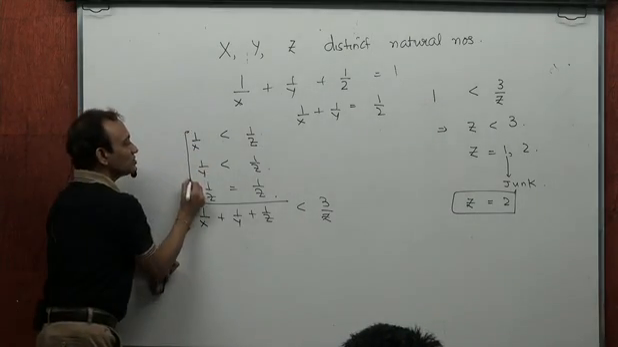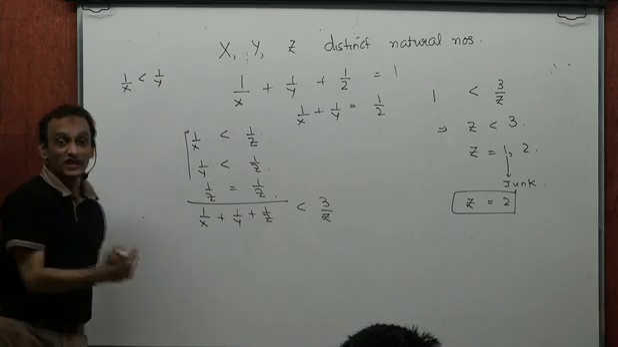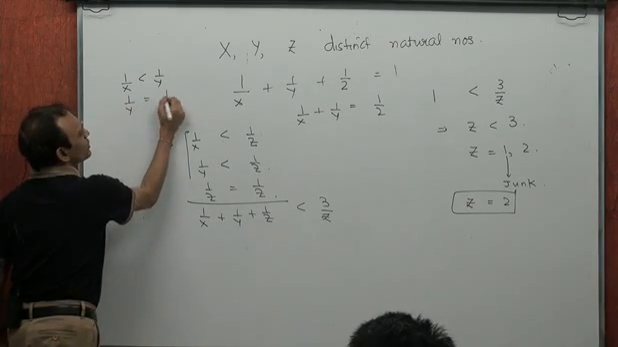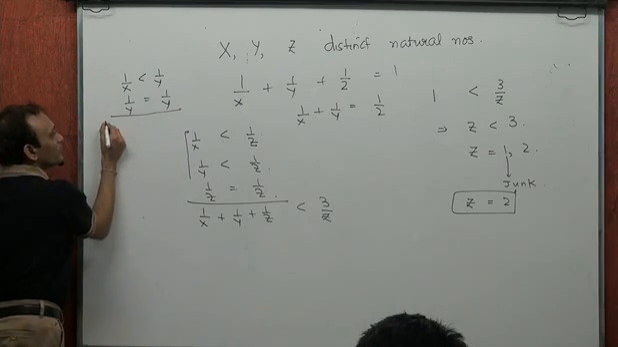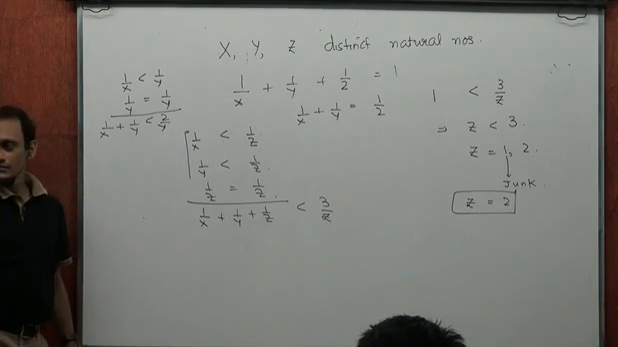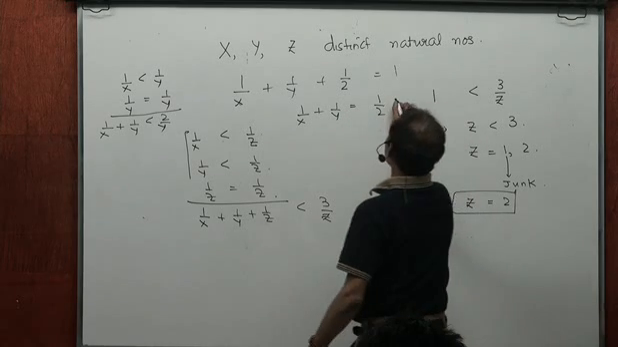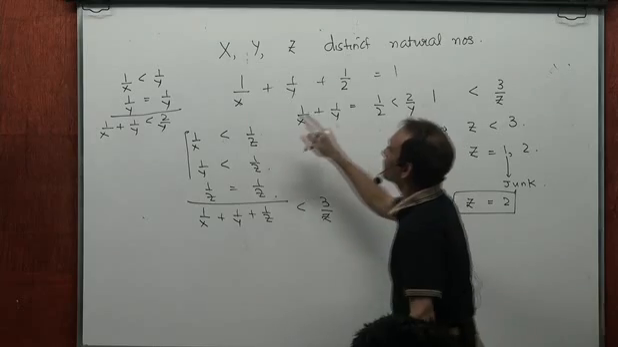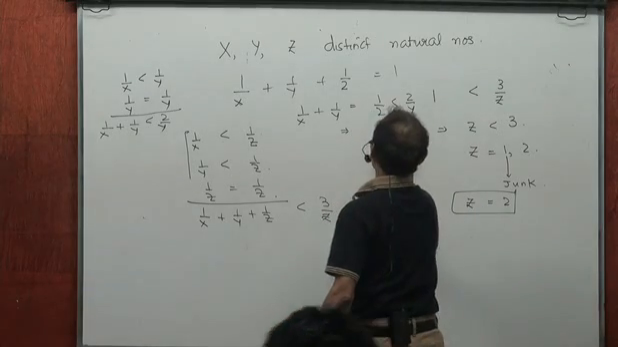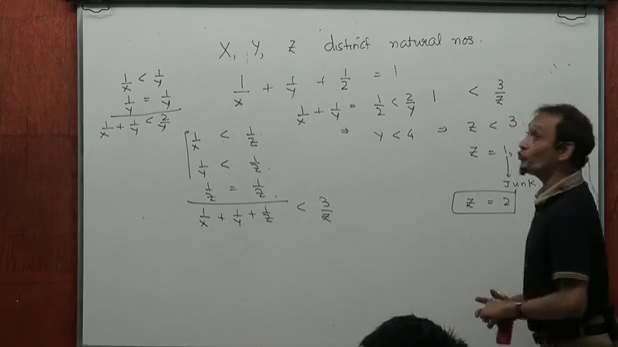Now if I add these, do you realize that 1 by x was less than 1 by y? Because x was greater than y, 1 by x was less than 1 by y, right? And 1 by y was equal to 1 by y. So if I add these two, then 1 by x plus 1 by y will be less than 2 by y, isn't it? So 1 by x plus 1 by y, which is half, is less than 2 by y. So I end up getting y less than 4. Y is less than 4 but is greater than z.